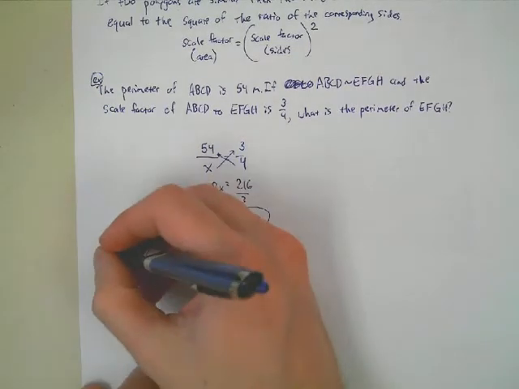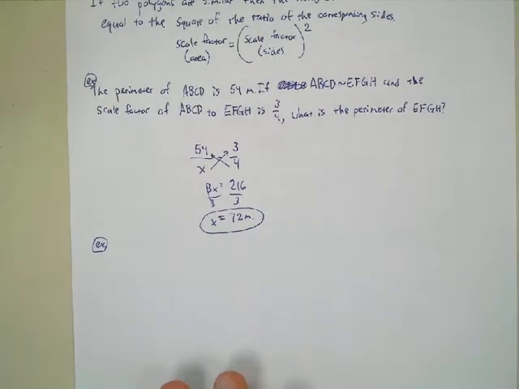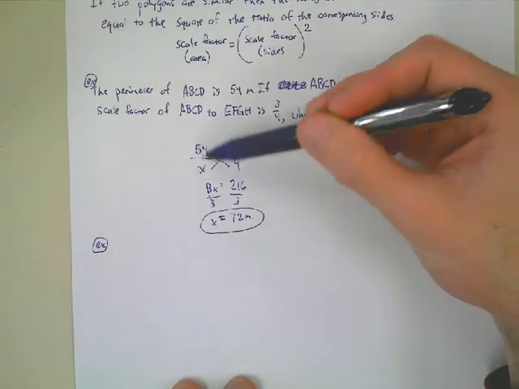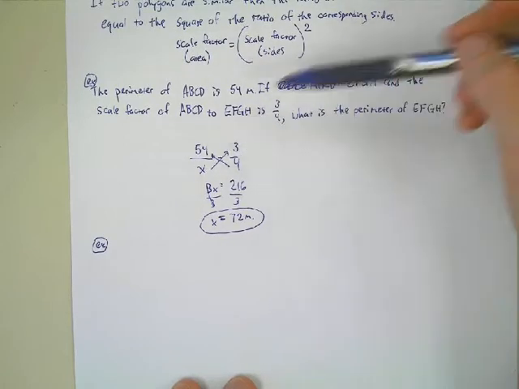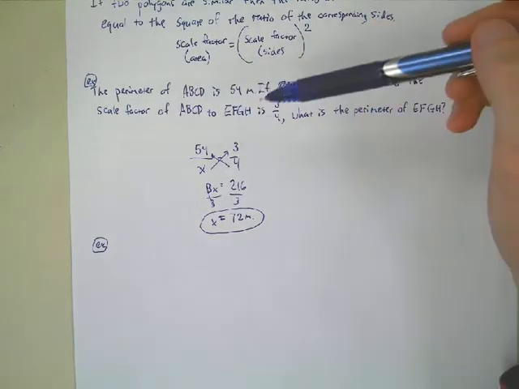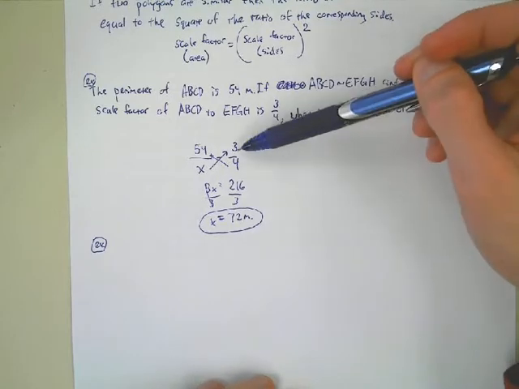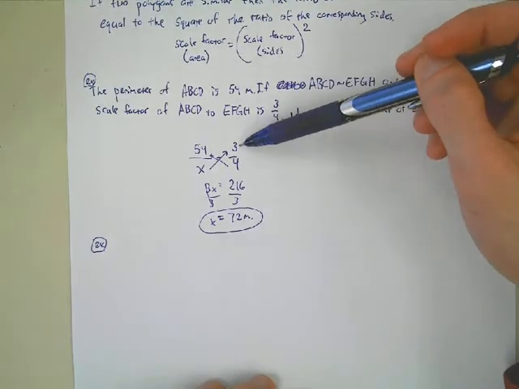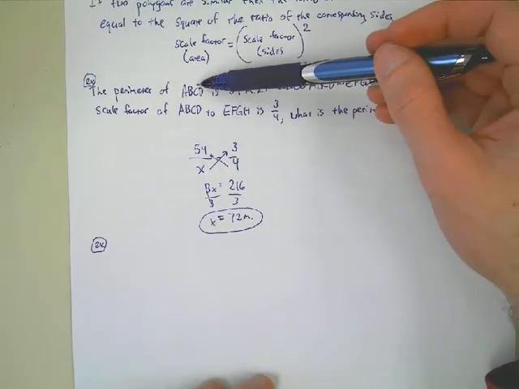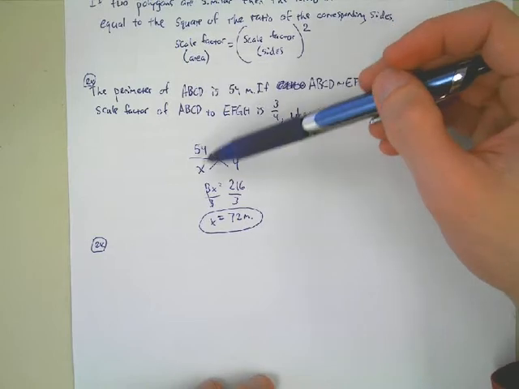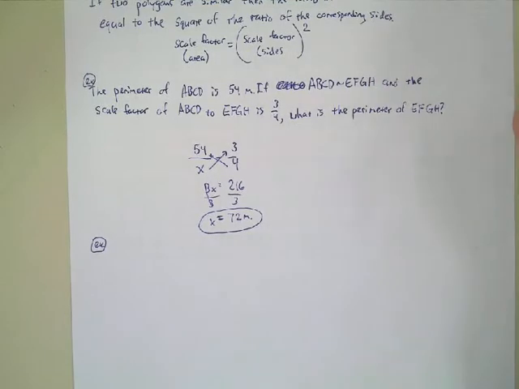Set this ratio here, proportion. So ABCD has a perimeter of 54, and we know that the scale factor, so that means the ratio of the sides of ABCD to EFGH, is 3 to 4. So 3 on top, 4 on the bottom. The 3 matches up with the ABCD, so that should match up in the same position as the 54, which is the perimeter for ABCD. Following that? So 54 over X, the unknown perimeter of EFGH. And you just cross multiply and solve once you set it up there. Okay?